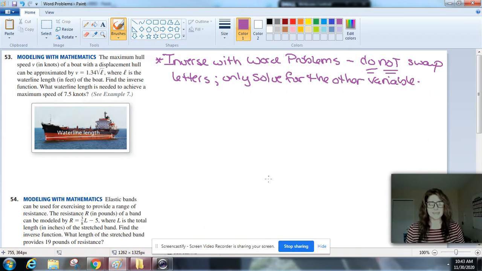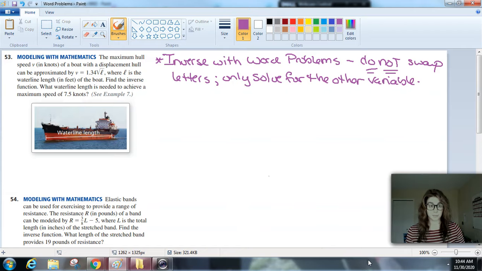But in these cases, like for instance, 53 that you see up there, the V stands for speed. The L stands for length. I can't switch their positions because now it's messing up the entire problem and the application of it. So when you are asked to find an inverse of a word problem, you are simply just going to solve for the other variable. Usually one's going to be by itself, and the other one's going to have all the mathematical stuff around it, and you will just have to do the work to get the other one alone.